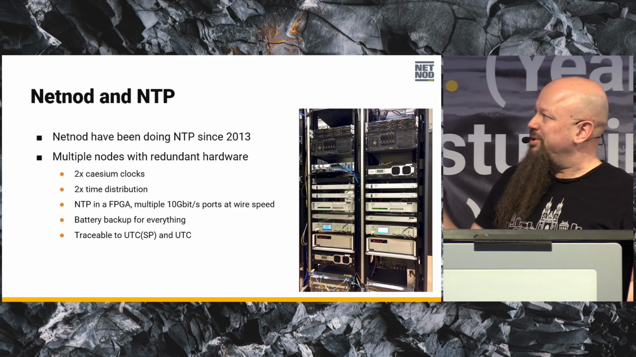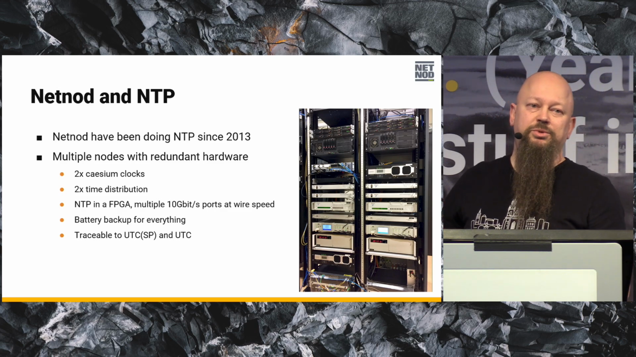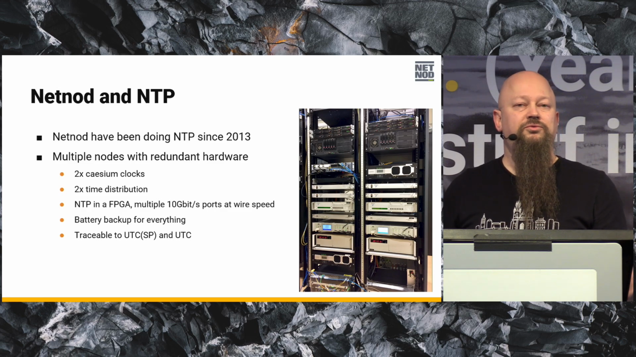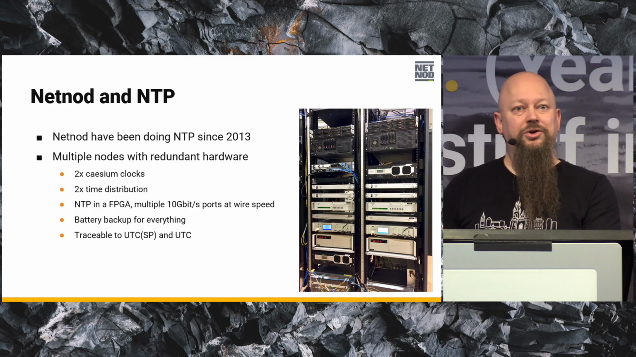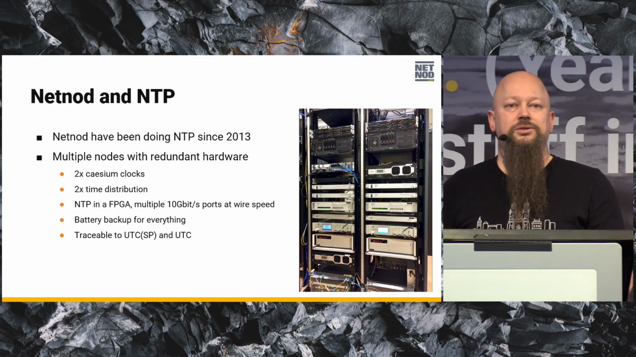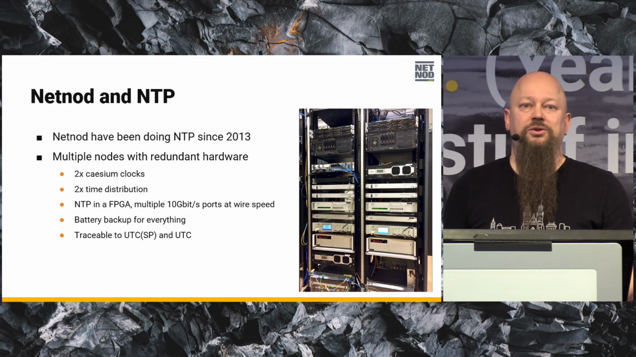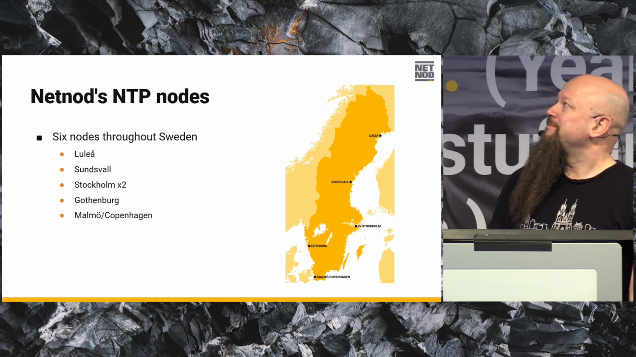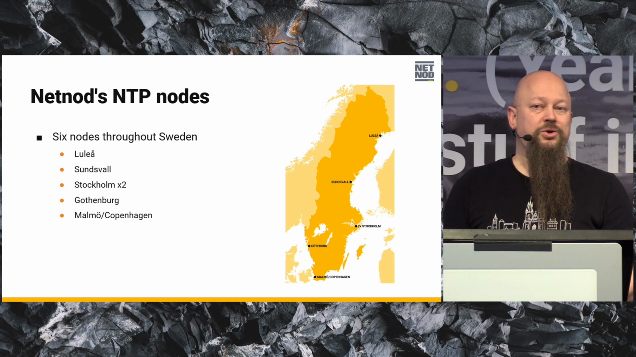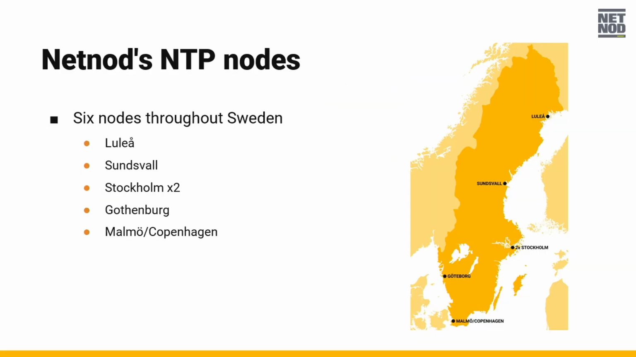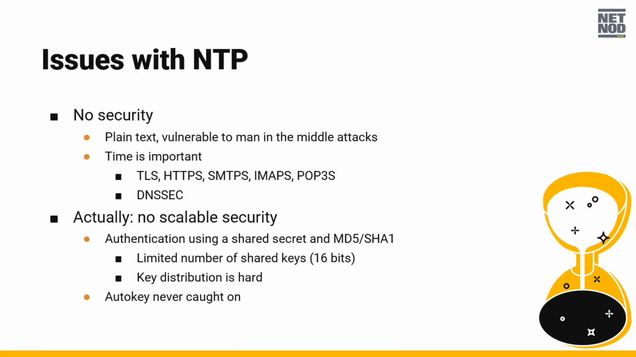As the previous talk said, we do have traceability to UTC(SP), and via UTC(SP) we can trace our time back to UTC, the paper product, and also to other timescales, such as UTC(USNO) in the United States. Here's our nodes, 6 different nodes in 5 different locations. We have 2 nodes in Stockholm.